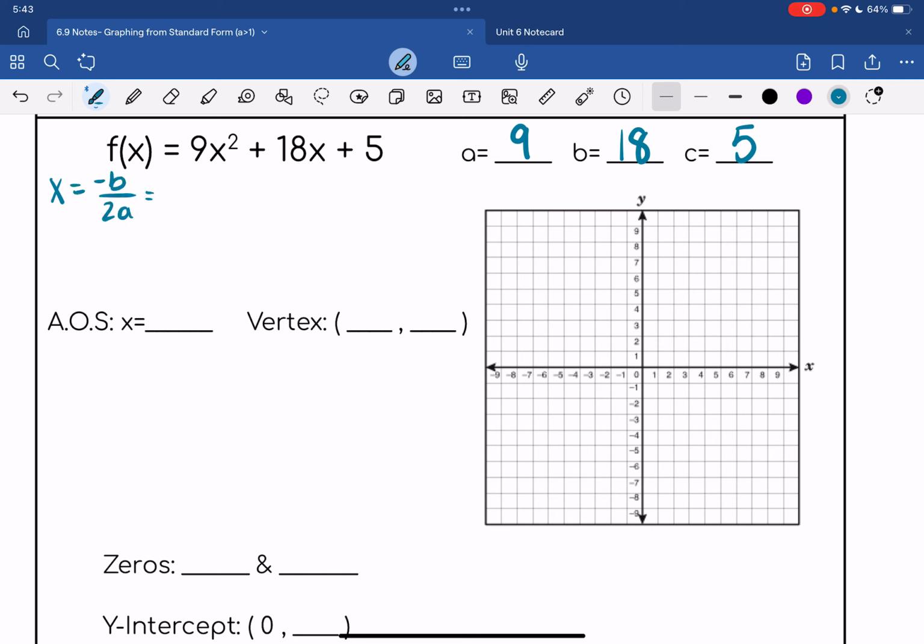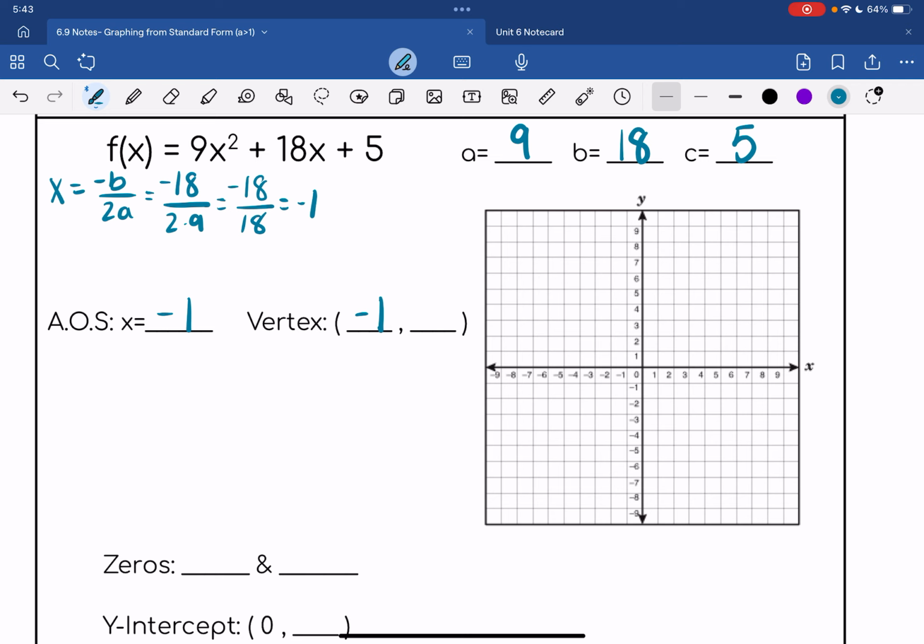So negative b would be negative 18. 2a would be 2 times 9. So negative 18 over 18 would be negative 1. So that's my x value.